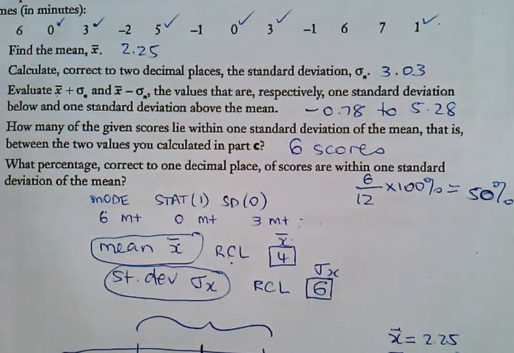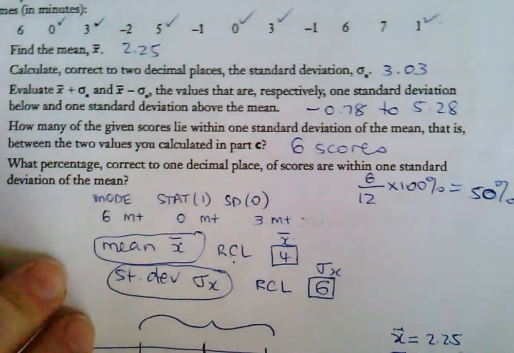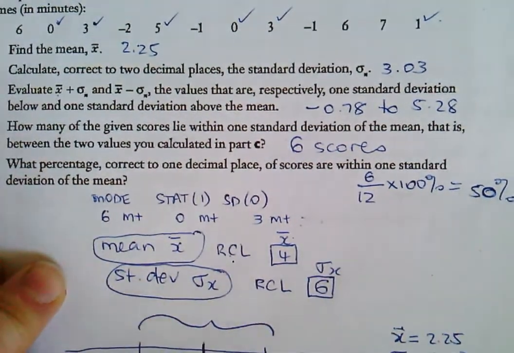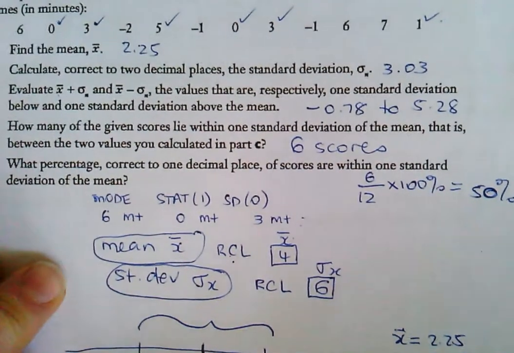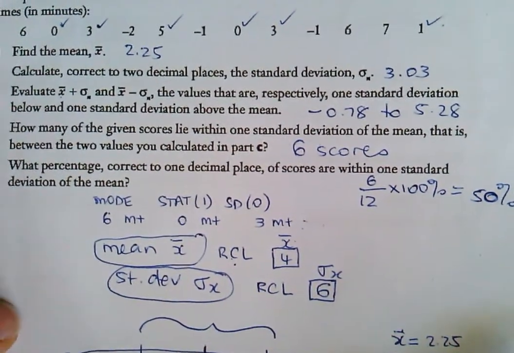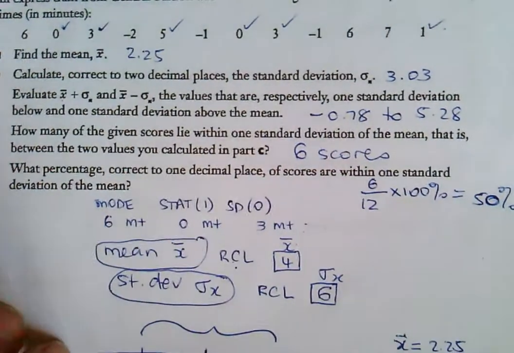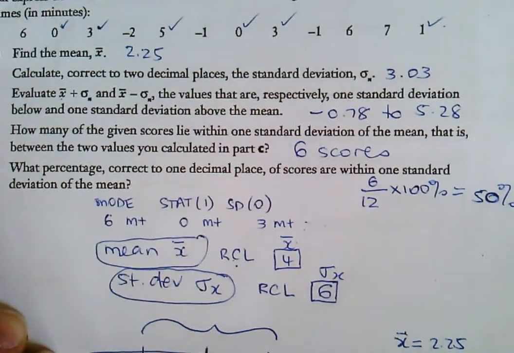So next year, when we look at statistics for very large sets of data, we find that there is generally 68% of the scores that lie within one standard deviation of the mean. I would hardly call 12 scores a large data set.